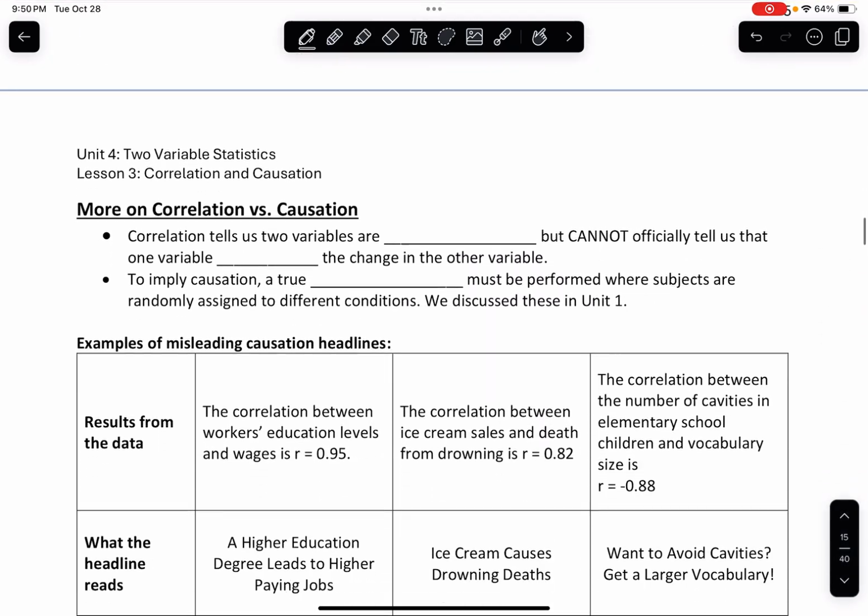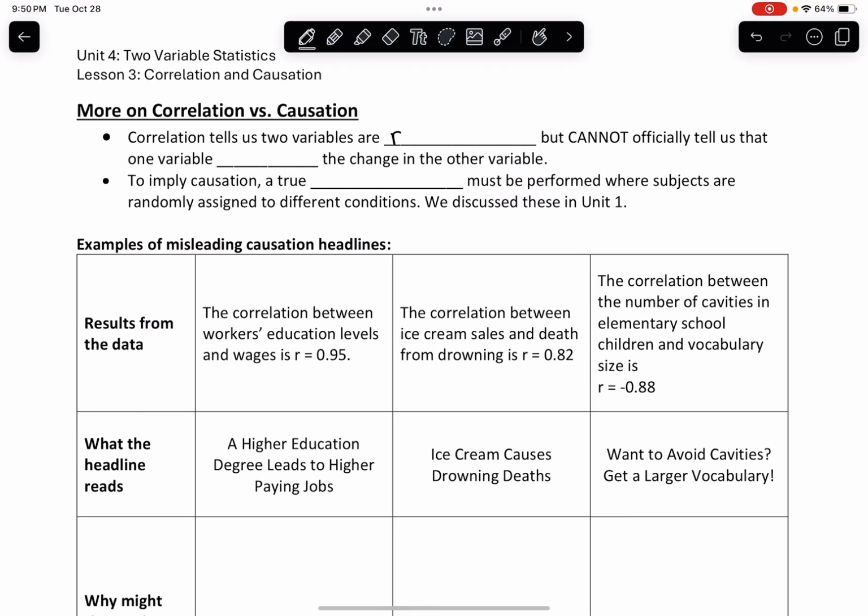Okay, last piece of this unit. Correlation tells us the two variables are related, but cannot officially tell us that one variable caused the change in the other variable. If we want to imply cause and effect, we have to do a true experiment. If you think back to Unit 1, that was when we were using our simple random samples, our blocking, where we were setting up experimental groups with different treatments and we were randomly assigning people to a treatment. If we truly want to discuss cause and effect, it has to be done with an experiment. It cannot be done with an observational study. We can comment on correlation all we want. What we can't do is talk about cause and effect.